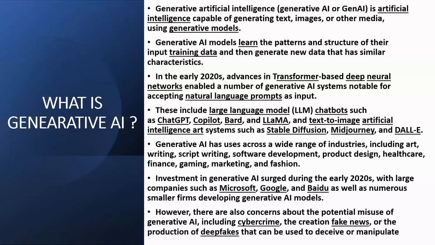Generative AI models learn the patterns and structure of the input training data, and generate new data that has the same characteristics. In 2020, advances in transformer-based deep neural networks enabled a number of Gen AI systems by accepting NLP prompts as input. That means in ChatGPT, we enter text, that text is encoded by a transformer using NLP, and then the output is decoded. These include large language model chatbots such as ChatGPT, Copilot, Bard, and Llama, and text-to-image artificial intelligence art systems such as Stable Diffusion, Midjourney, and DALL-E 2.